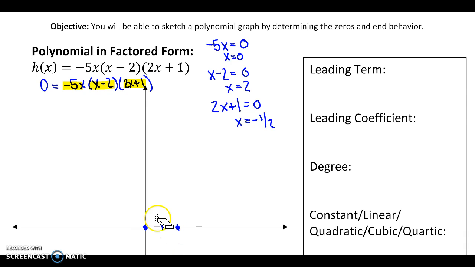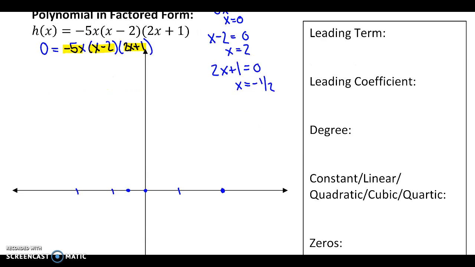Actually, maybe I should make this a little bit wider. Here is where x is 2 and y is 0. And here is where x is negative 1/2. Okay, so I know my polynomial would have to cross through these 3 points.